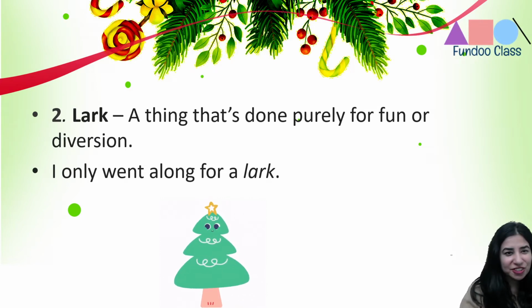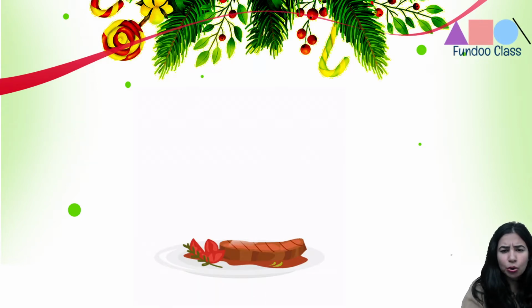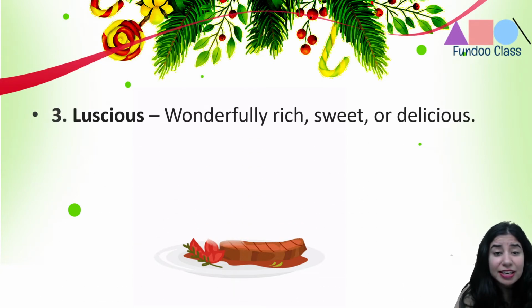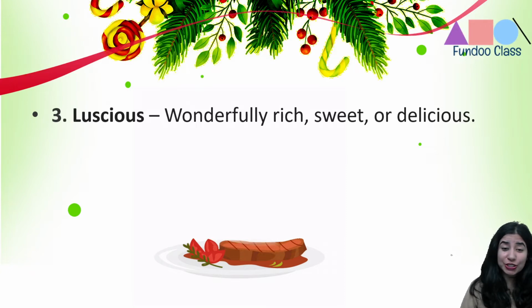So let's move to the next word. Oh, we can see a picture. So just think of it. What comes to your mind when you see this picture on your screen? Everybody, think of it. What comes in your mind? I can see that this is something which is interesting to eat. That comes in my mind. Yeah, so luscious, wonderfully rich, sweet, delicious, right? So we use this word for delicious, mouth-watering food.